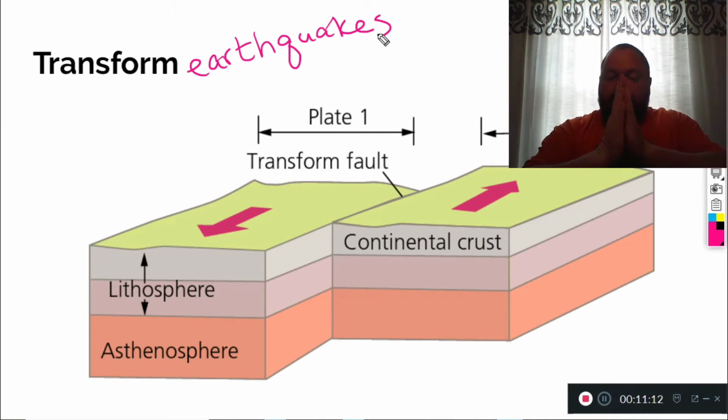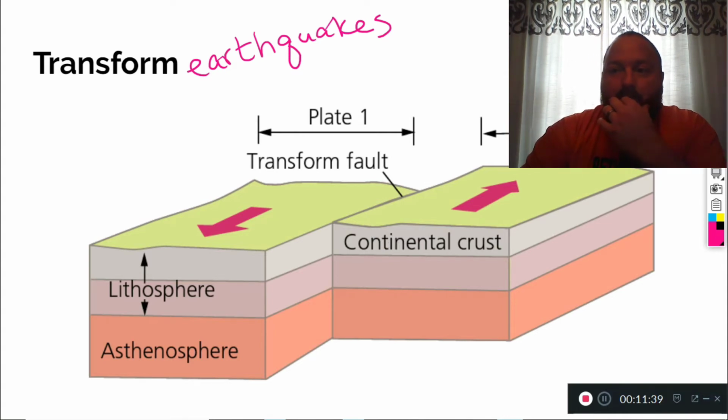So it's like pushing your hands together. That frictional force is there. It's not letting my hands slide, but I'm still trying to pull my hands in parallel opposite directions. All of a sudden, I have enough force that it overcomes that friction, and all of that energy is released in a short period of time, and an earthquake occurs. So that's what's happening with transform. We don't really see any volcanoes. We don't see any mountain ranges form. It's just going to be earthquake activity.